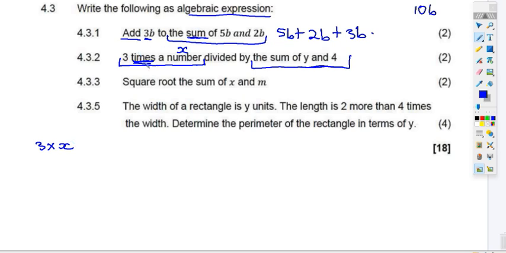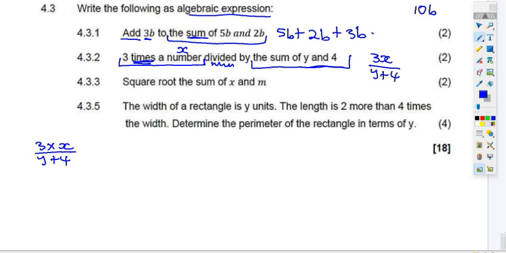And what is happening to this 3 times a number is being divided by the sum of y and 4. So let's divide it by the sum of y and 4. There we are. Y and 4 are being added. So this is how you are supposed to write this. 3 times a number, we can write it in short as 3x. When we are saying 3 times a number, it can be written as 3x. And this is being divided by y plus 4.